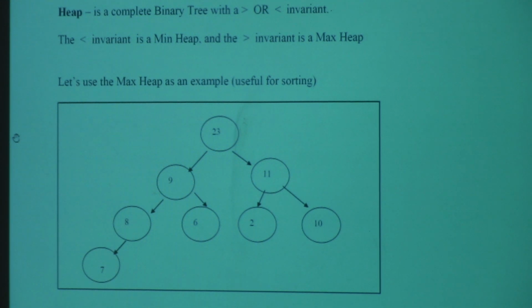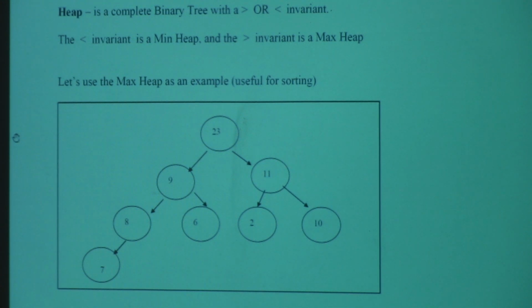Now, do we know where the second greatest value is located? If I covered up all the values and only showed you the 23, where's the second greatest value? Well, I don't know where it is, but it's going to be here. It's one of the children.